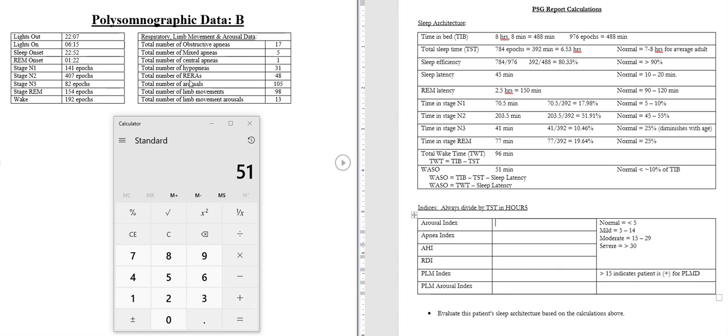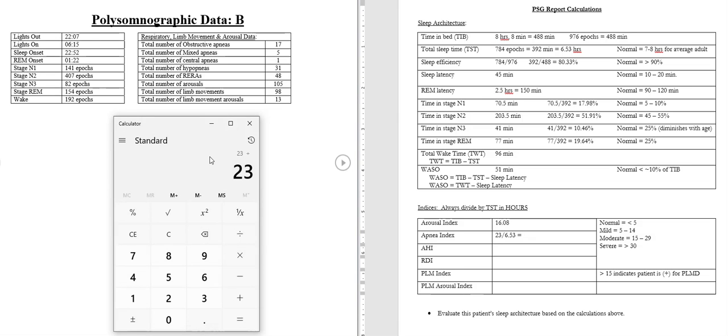So for our arousal index, we're just going to do 105 divided by 6.53. So the arousal index is 16.08. Apnea index is the total number of apneas they had. So we're going to add up the total number of obstructive, mixed, and central. So 17 plus 5 plus 1, so 23 divided by, and I can write this out too, so you can see how I'm doing my math, 6.53.